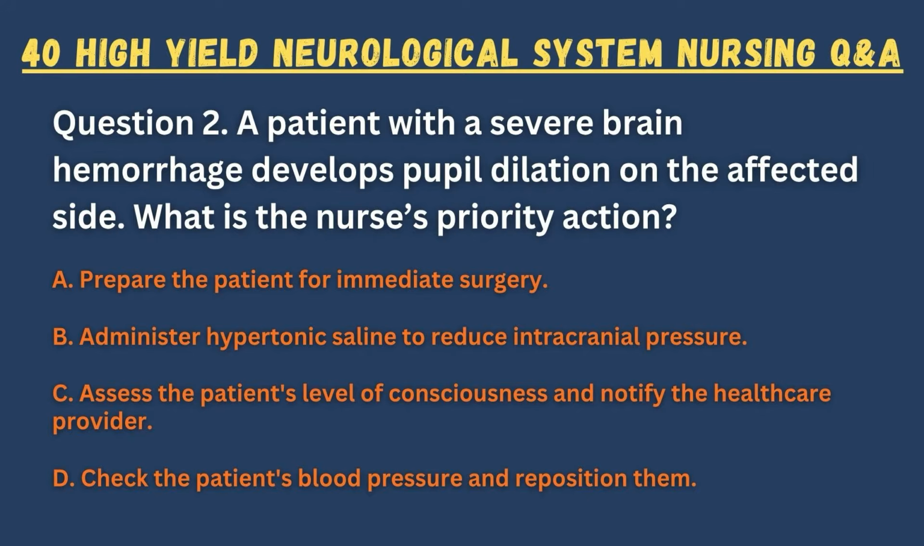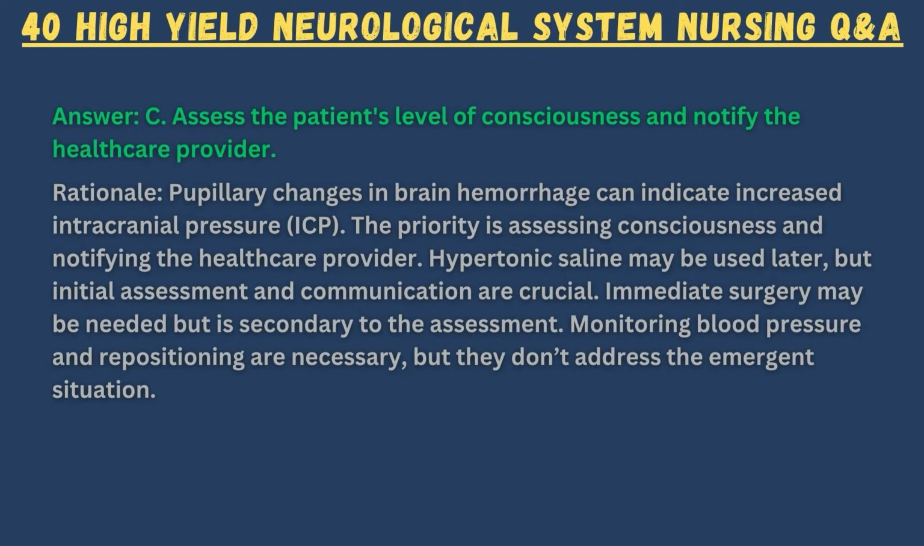Question 2. A patient with a severe brain hemorrhage develops pupil dilation on the affected side. What is the nurse's priority action? A. Prepare the patient for immediate surgery. B. Administer hypertonic saline to reduce intracranial pressure. C. Assess the patient's level of consciousness and notify the healthcare provider. D. Check the patient's blood pressure and reposition them. Answer: C. Assess the patient's level of consciousness and notify the healthcare provider.